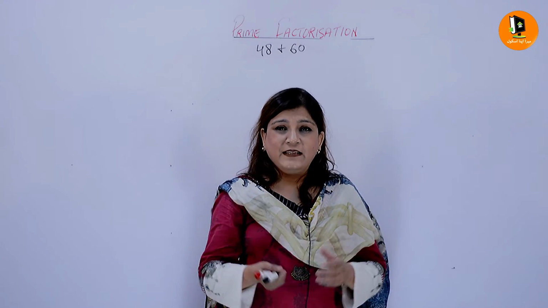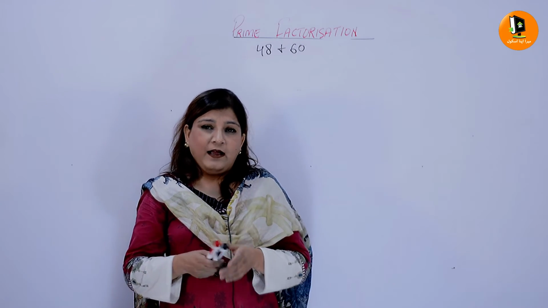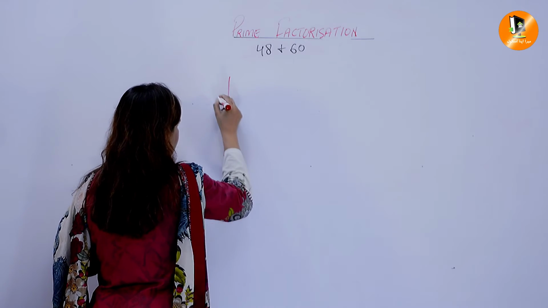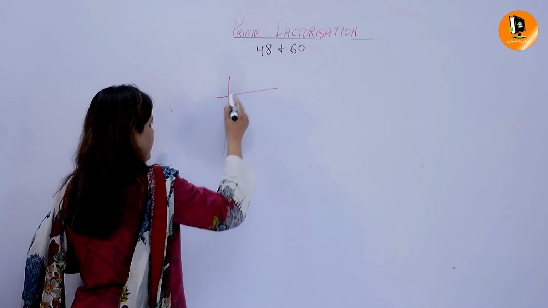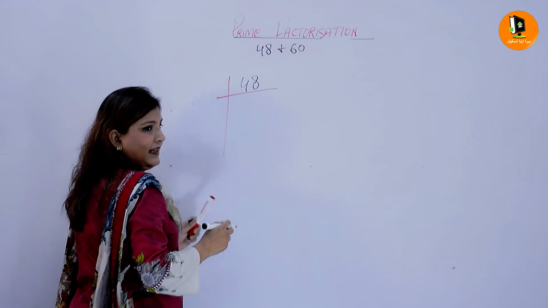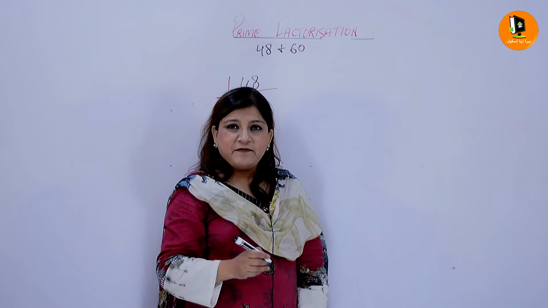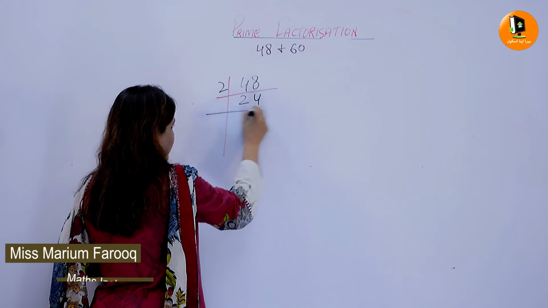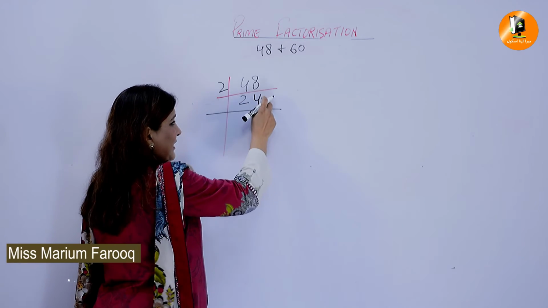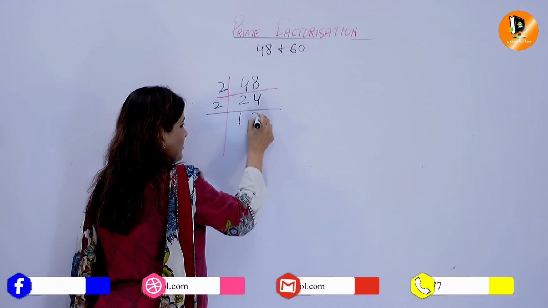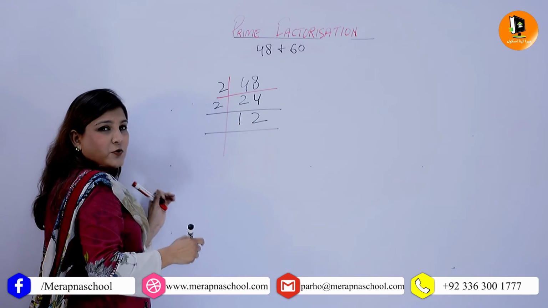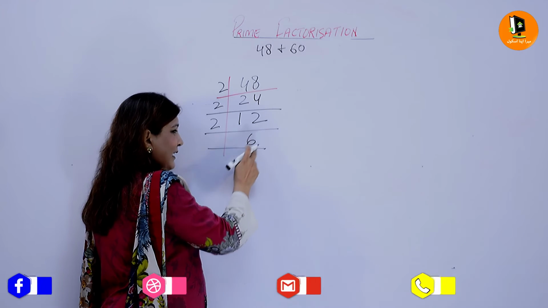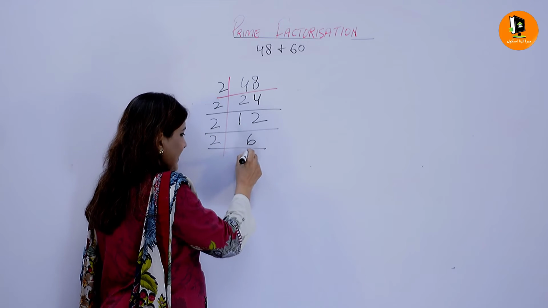First, by following the division method. Let's do it. We have number 48, and 48 is an even number, so we divide by 2. 2 twos are 4, 2 fours are 8. Now again we divide by 2 because it's an even number. 2 ones are 2, 2 twos are 4. Again 12 is an even number, so again we divide by 2. 2 sixes are 12. Again 6 is an even number, so we divide, 2 threes are 6.